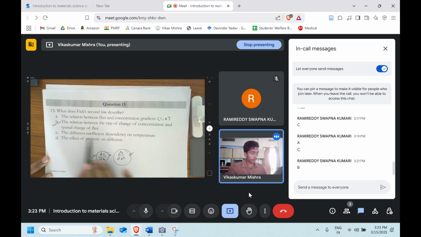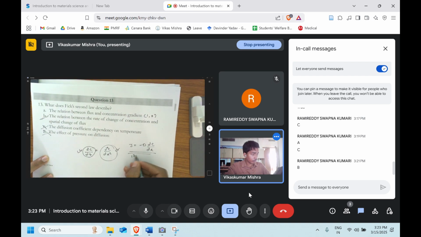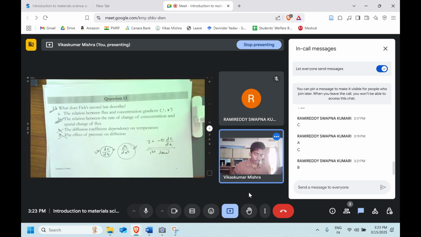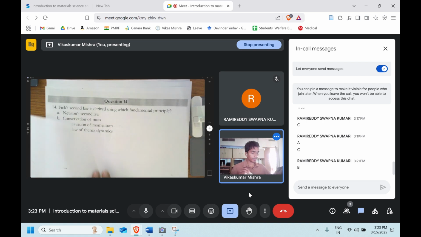Let's go to option C, the diffusion coefficient dependency on the temperature. No, it's not the case. The effect of the pressure on the diffusion? No, we will not consider the pressure effect. The relation between the flux and the concentration gradient, that is J equal to minus D dc over dx, this is the first law, not the second law. So our right answer is option B. Okay, if any doubt, let me know. If not, let's move ahead. Let's go to the next question, question number 14.